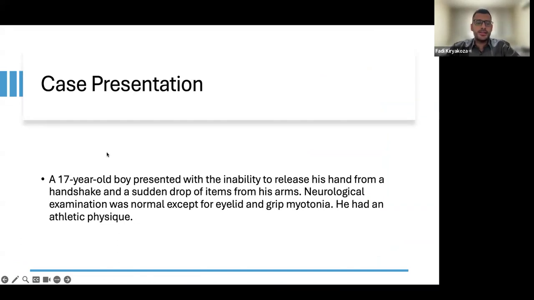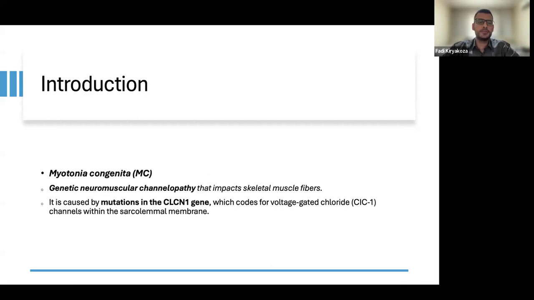Our patient today is a 17-year-old boy who presented with an inability to release his hand from a handshake, along with sudden drops of items from his arms. The neurological examination was normal except for eyelid and grip myotonia. He also had an athletic physique, and as he mentioned, a lot of people tell him that he works out, and his answer is always, no, I do not. It's just how I am built.